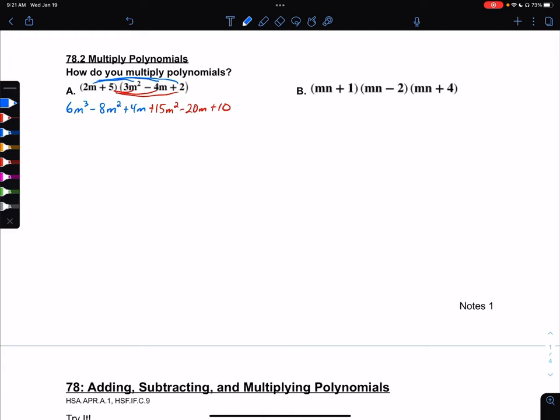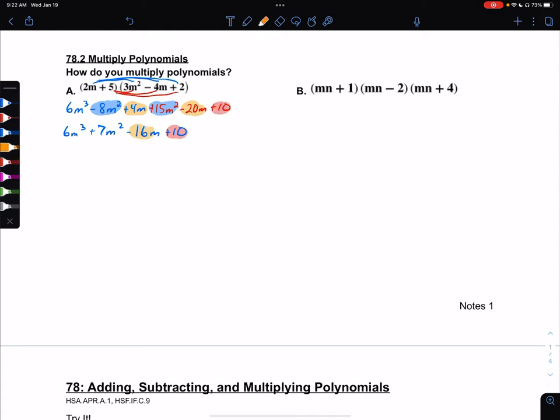In this case, the 6m cubed has no like terms, so we just bring that down. The negative 8m squared does have a like term, so we want to combine those. So negative 8 plus 15 would give us a positive 7m squared. Positive 4m and negative 20m are like terms, so that's going to be negative 16m, 4 minus 20. And then finally, we can bring down that positive 10. There's no like term with it.